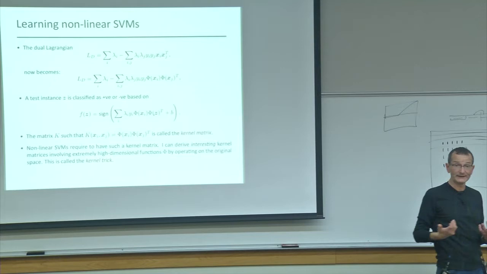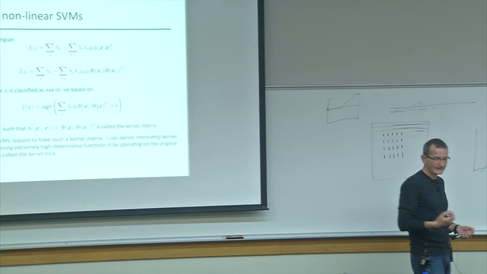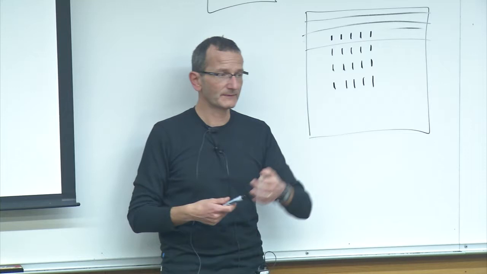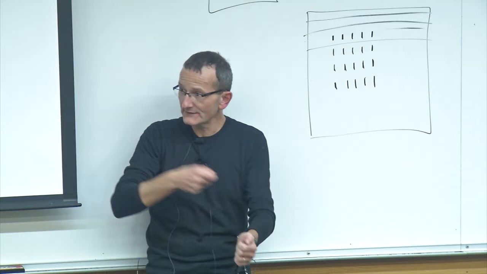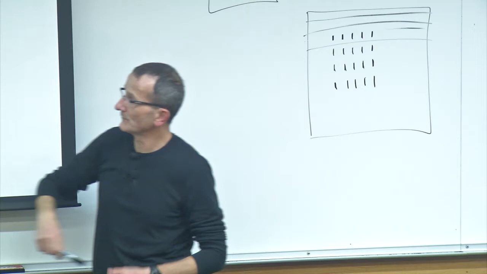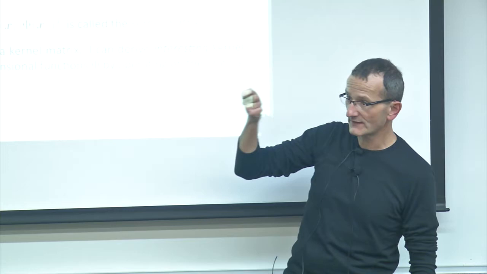One of the problems that my group has focused on significantly in the past is classifying biological sequences, whether or not a particular sequence is, let's say, of a particular protein family or not. So the objects, the instances that you're trying to classify, are protein amino acid sequences. Those are the x sub i's and the z's. Those are sequences.